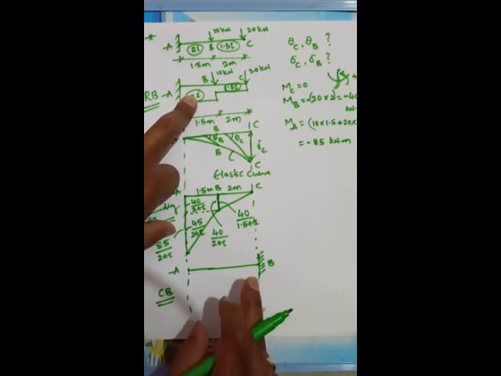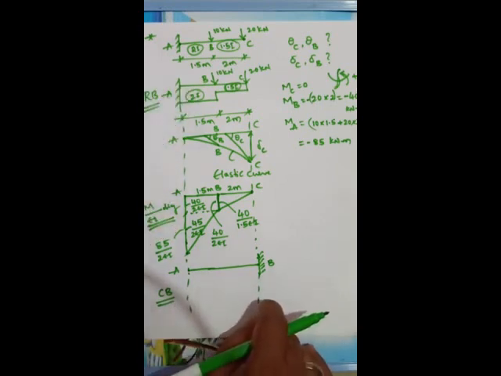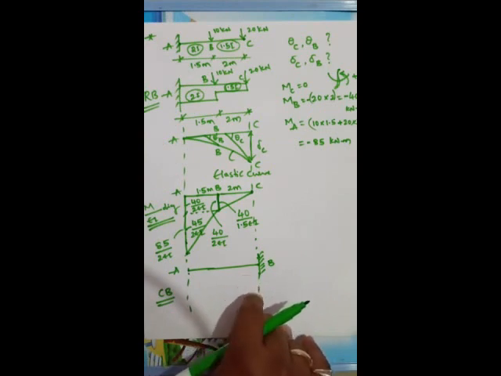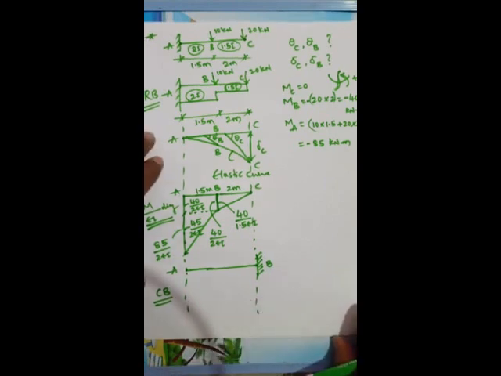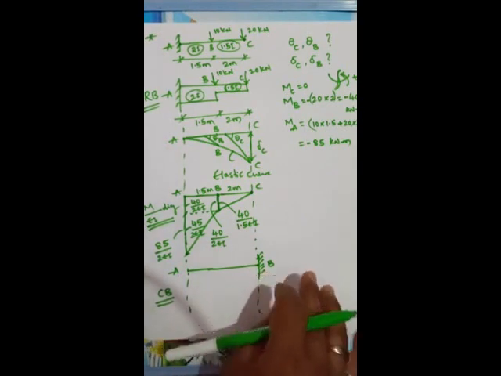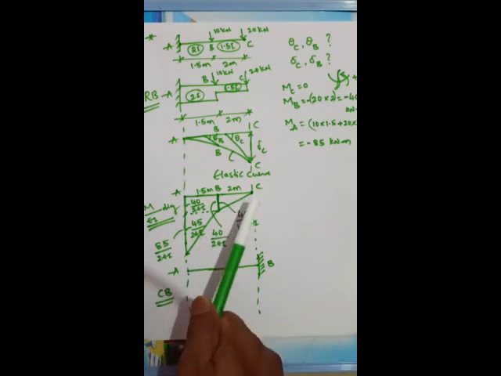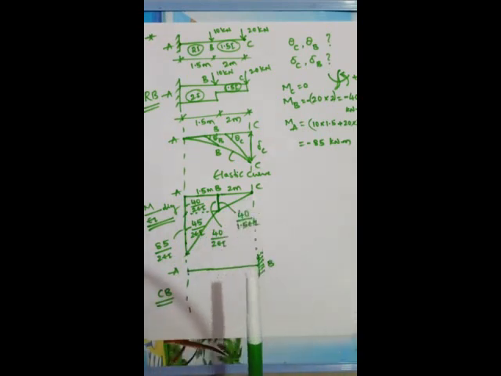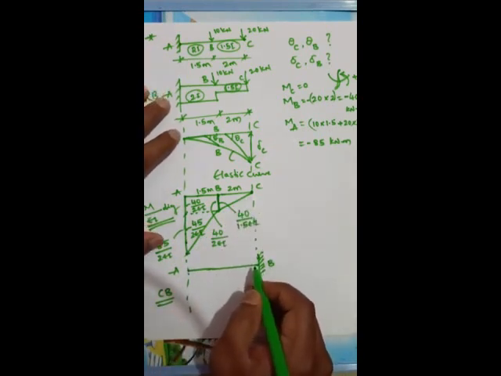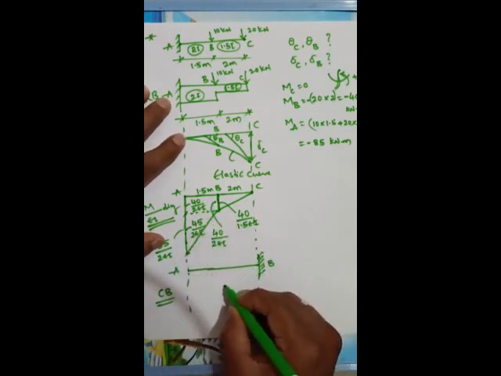There are two notes. If the M by EI diagram of the real beam is negative, then I need to consider it upwards on the conjugate beam. If the M by EI diagram of the real beam is positive, then I need to consider it downwards on the conjugate beam. Here this diagram is negative, so I need to consider it as upwards. Let me draw that again.